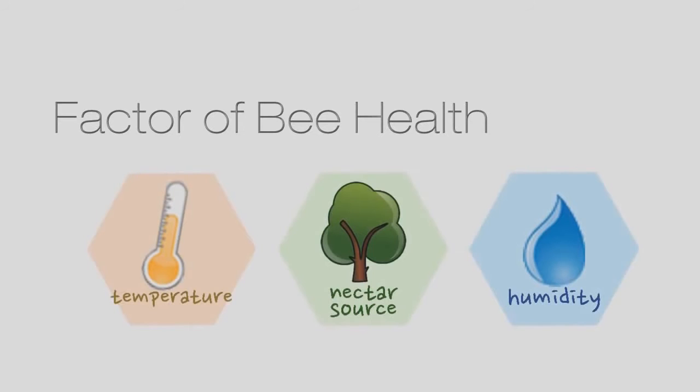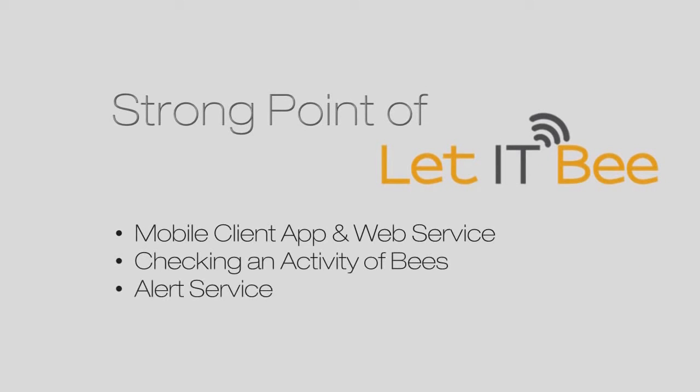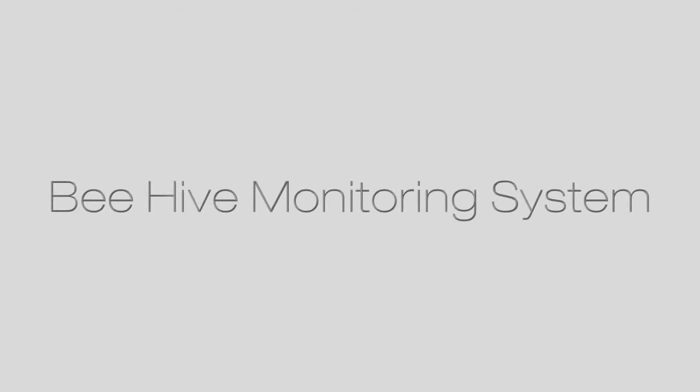Beekeepers should understand environmental factors well to take care of bee health. Let It Be is the system to monitor the environmental factors. Let It Be provides a mobile application and web service. Using these, users can check the bees' health, and through the alert service, users can take pre-action and protect them. It's completely innovative because beekeepers rely on just their own sense. Then let's see Let It Be's architecture.